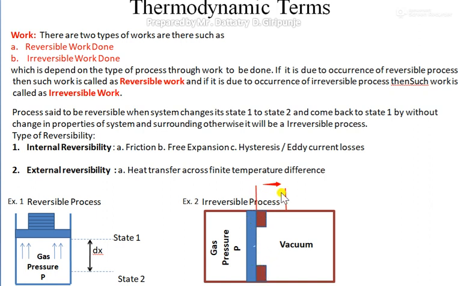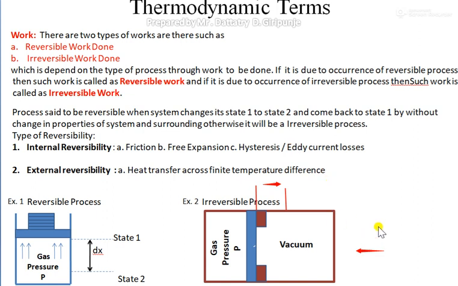So what kind of work is it? It is a free work, as we have seen. Whatever work is done is free work, as my system transforms from state 1 to state 2. Now I want to come back from state 2 to state 1. What do I have to do? I have to push the piston in this direction, and who will push it? I have to take work from the surroundings.